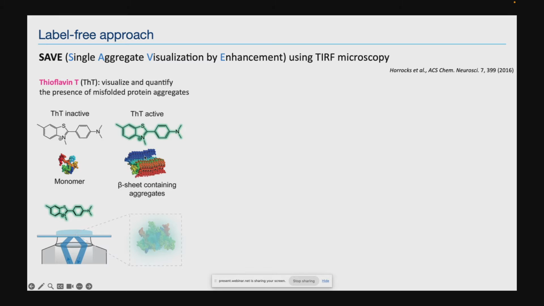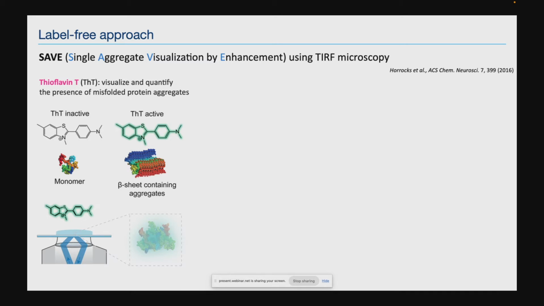However, it can sit in between the ladders on this extended beta sheet structure. When it does so, this rotation is prevented, and we get a fluorescence switch on. So in a plate reader experiment, our monomeric protein would have zero fluorescence, but as the protein aggregates, we would get an increase in the fluorescence intensity. And that would then allow us to detect the amyloid load that's present in the sample.